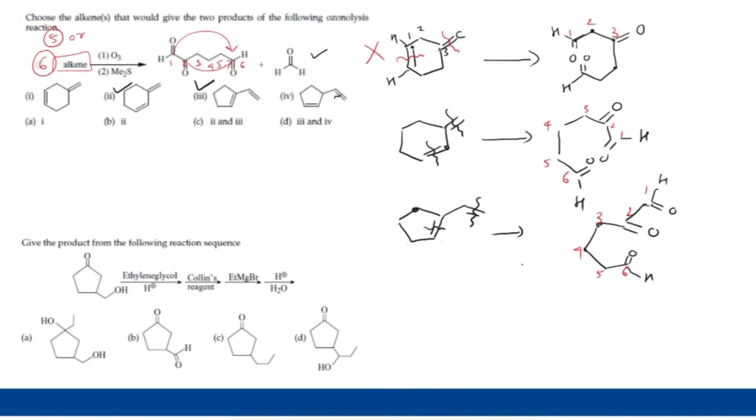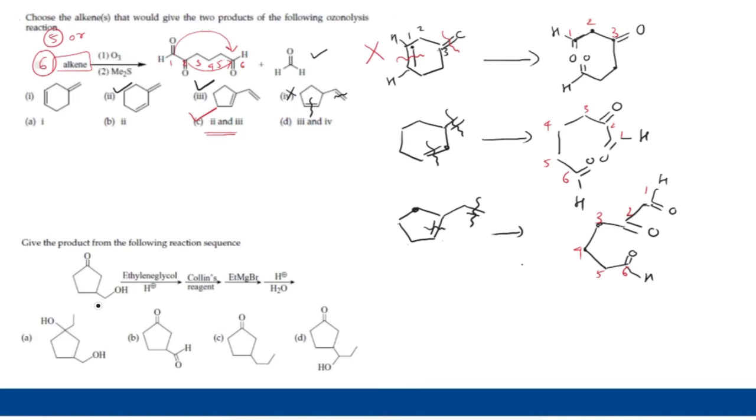In case of the fourth molecule, you see the aldehyde is away from the ketone, so not possible. So the fourth cannot be the right structure. So which two molecules will give us 2 and 3 only? Therefore, the correct answer is option C.